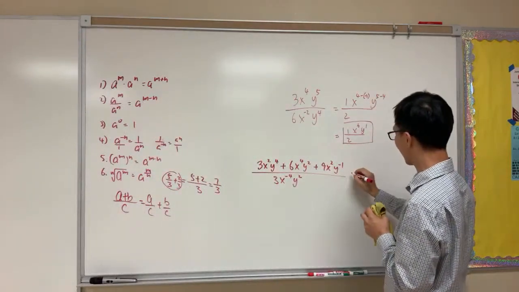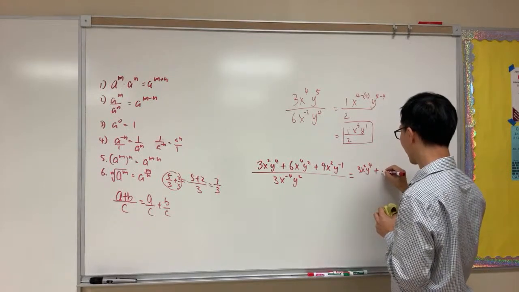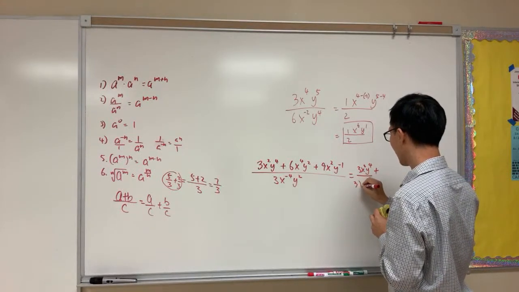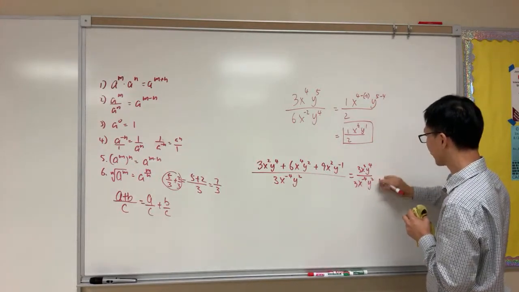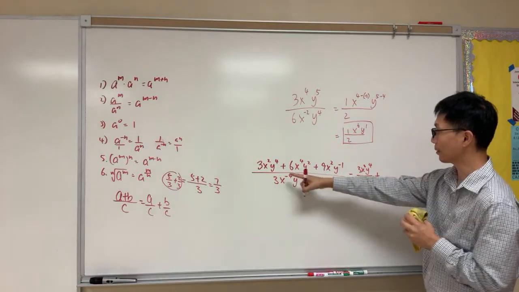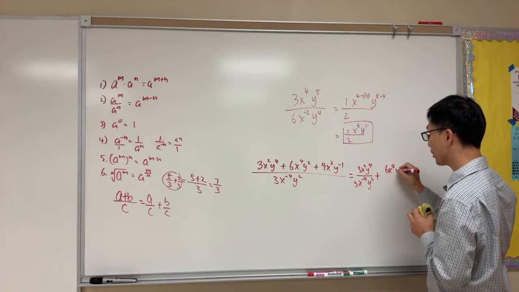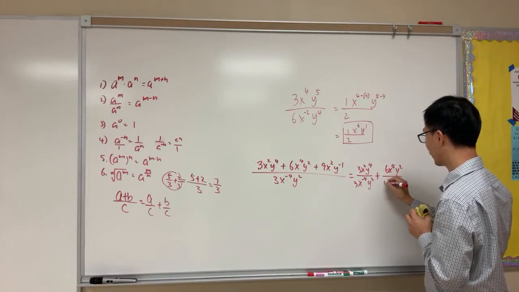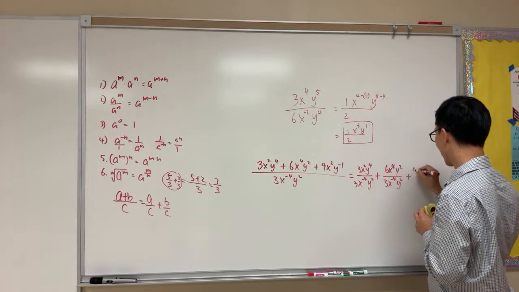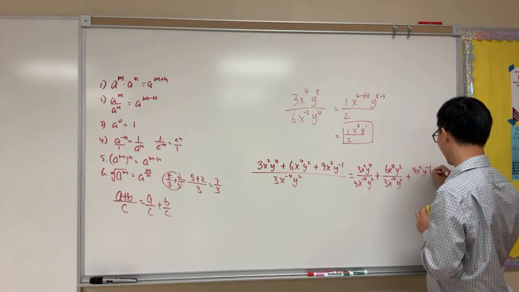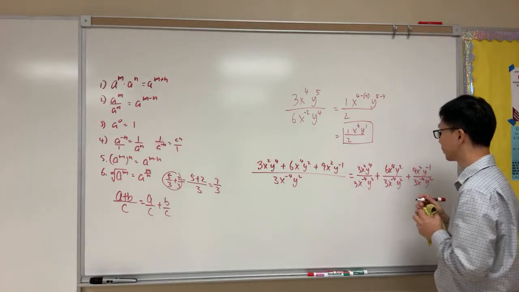So I'm going to write in that format. It's going to be the numerator over 3x to the negative 4 y to the 2. I'm going to add, not multiply. So this divided by this plus this divided by this. So it'll be 6x to the 4th y to the 2nd all over 3x to the negative 4 y to the 2, plus 9x squared y to the negative 1 over 3x to the negative 4 y to the 2.